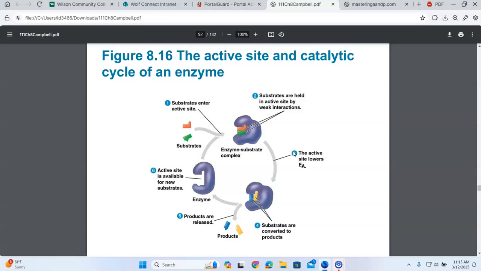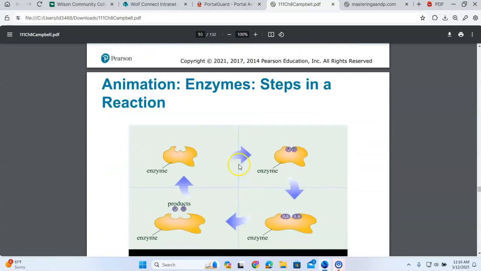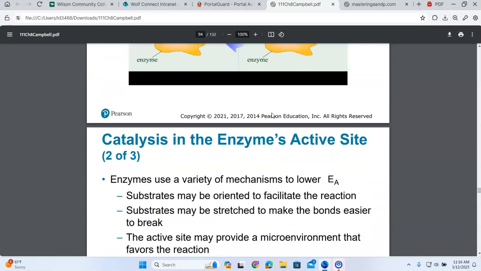All right, here is the cycle of how enzymes work. Basically, step 1, the substrate enters the active site. Here are your substrates, the red and green molecules. They enter the active site. Step 2, they are held in the active site by weak interactions. So there's a small shape change where the enzyme hugs the substrates a little tighter. In step 3, the activation energy is lowered by the enzyme. The substrates are converted to products. As you can see, they're different colors, so they're different chemicals. Those products are released, and then the enzyme can perform that reaction again. The enzyme is not changed by the reaction. Here's another animation on enzymes, slide number 93.